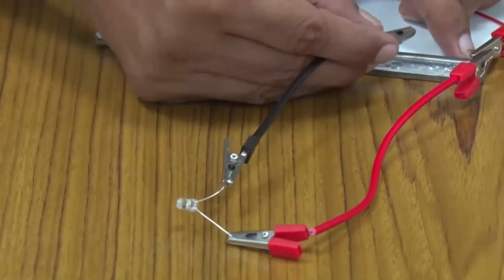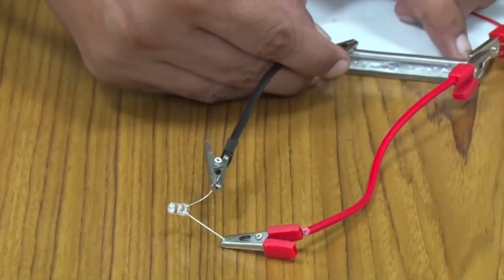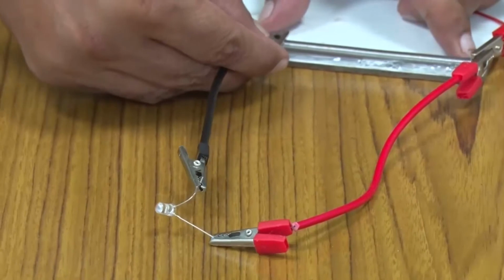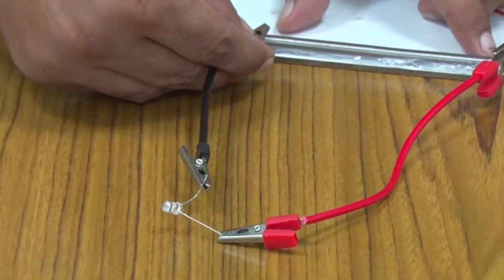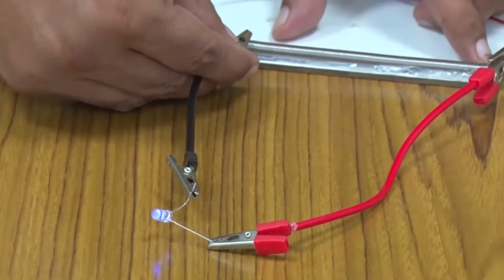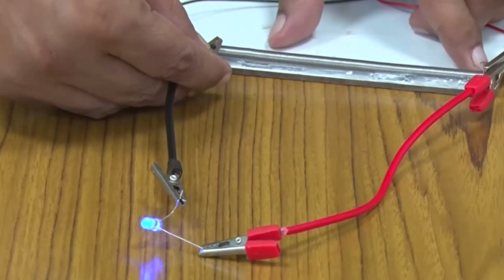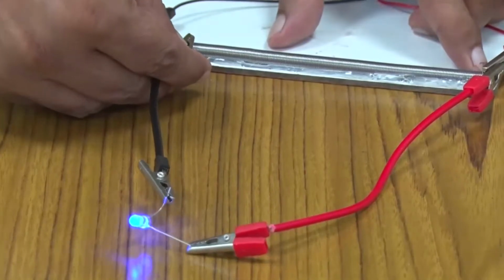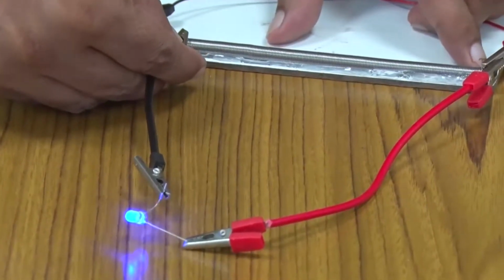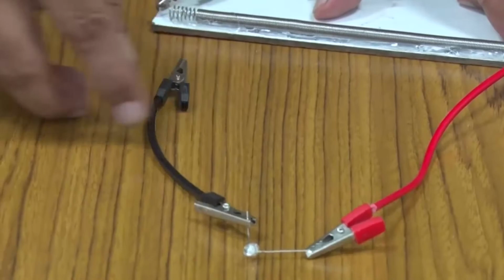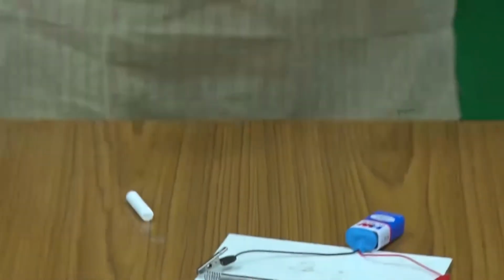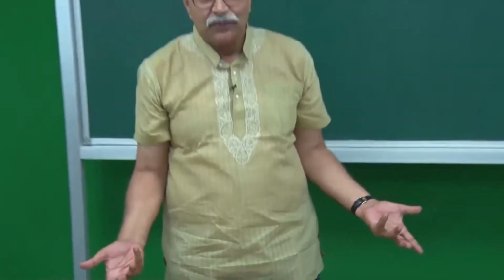All right. So, to glow this blue LED, I have to use a much larger length of this heater coil. See, now it has started glowing a little bit, and here it is. Okay. And if I do it in reverse, it will not glow, it is a diode.